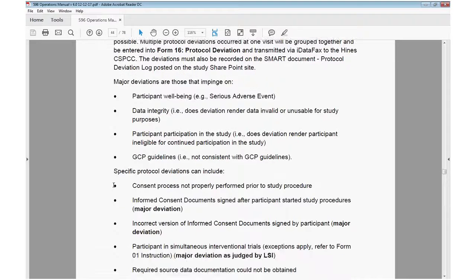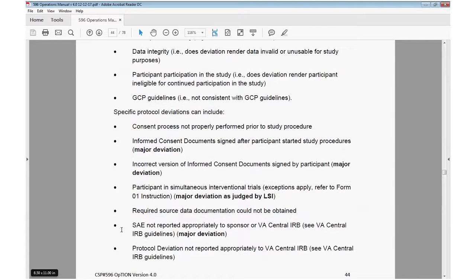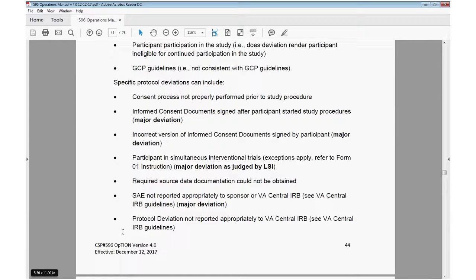Specific protocol deviations can include consent process not properly performed prior to study procedure, informed consent documents signed after participant has started study procedure (major deviation), incorrect version of the informed consent documents signed by participant (major deviation), participant in simultaneous intervention trials (exceptions AFLA, refer to Form 01 instructions), major deviations as judged by the LSI.